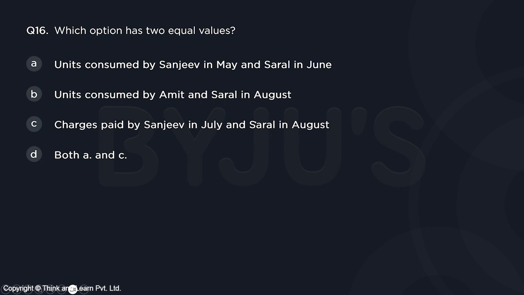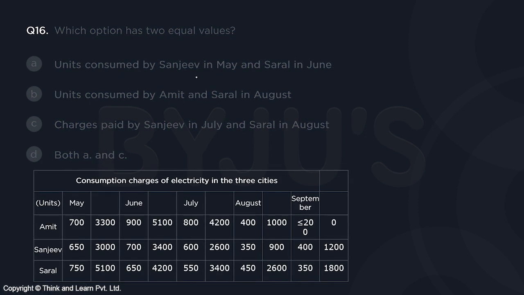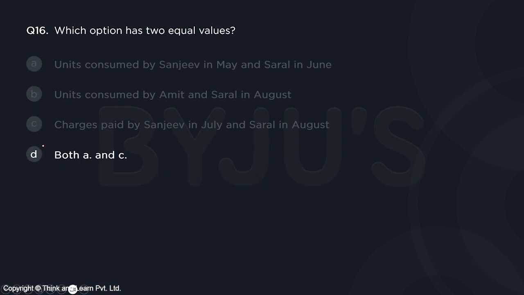And which option has two equal values? Let's have a look at this. Units consumed by Sanjeev in May and Saral in June. Sanjeev in May is 650. Saral in June is 650. Yes, they are equal. Units consumed by Amit and Saral in August, they are 400 and 450. No, they are not equal. Charges paid by Sanjeev in July and Saral in August. Yes, they are also equal. So my answer is both A and C, because A and C both are proving to be true. So the correct answer is option D now.